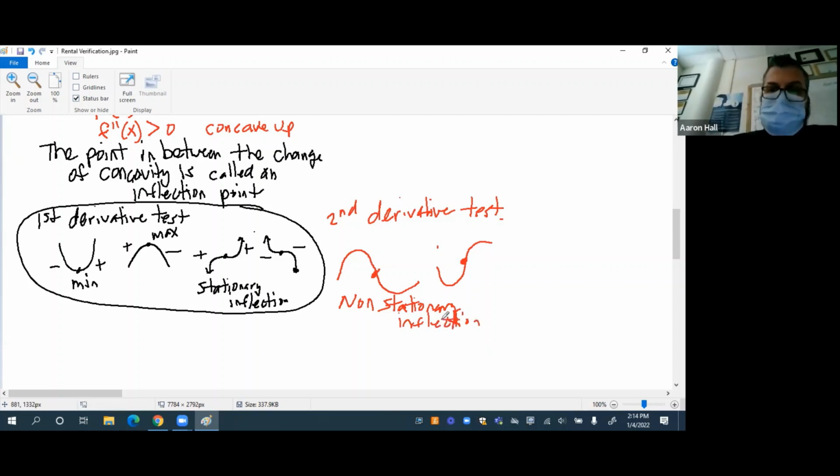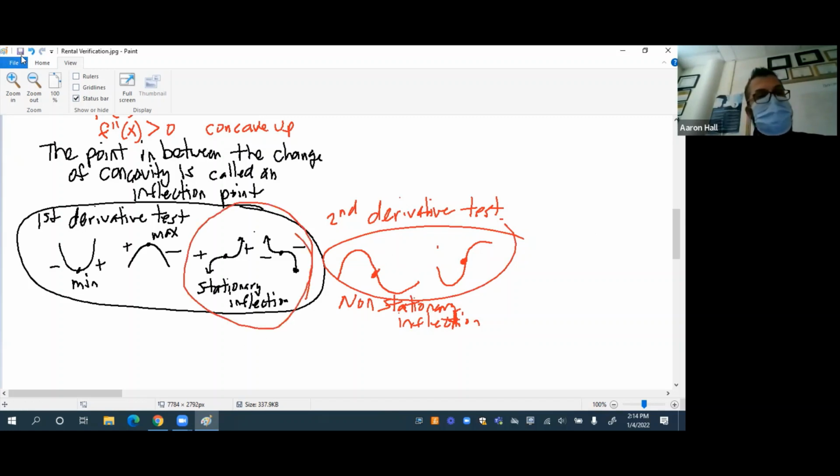Why are these non-stationary inflection points? What makes them non-stationary and what makes these stationary? Yeah, when the slope is 0, we have a slope right here, an instantaneous rate of change of 0 here and here. Here we don't have an instantaneous rate of change of 0. You can see that that's a negative right there. At that inflection point, the slope is negative, and over here it's positive. Yep, correct.